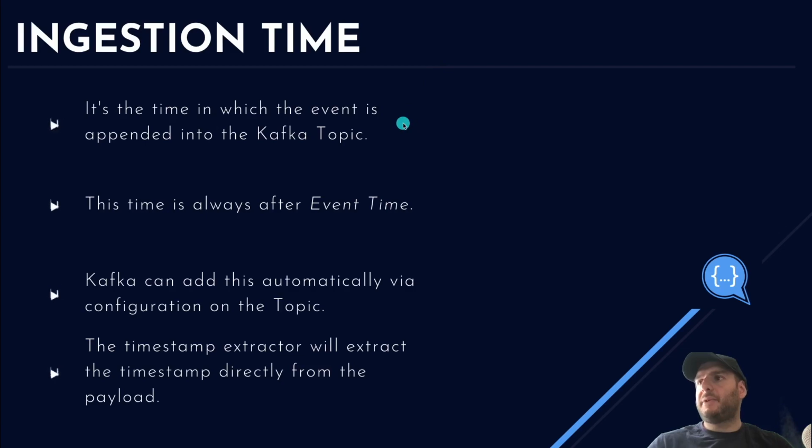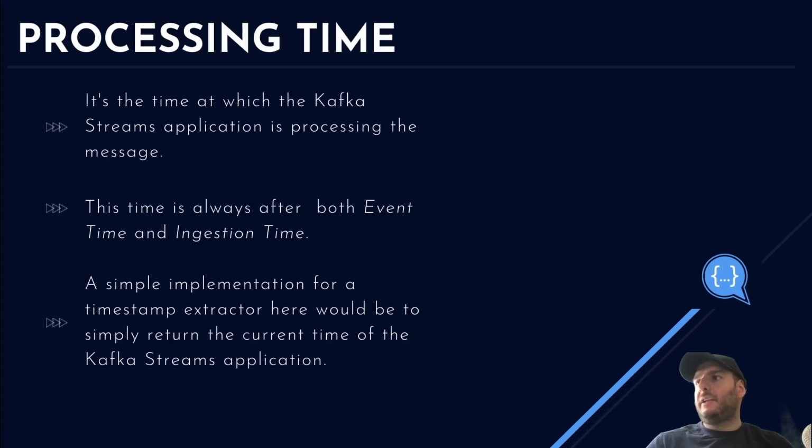Ingestion time is the time in which the event was appended to the Kafka topic. This is always after the event time because it's after the event was created. Kafka can add this automatically as well via configuration on the topic, and the timestamp extractor will extract the timestamp directly from the payload as well. And finally, we have the processing time, and this is the time in which Kafka Streams is processing the event. This time is always after both event time and ingestion time. And the simplest implementation is a timestamp extractor that will return the current time of the Kafka Streams application.